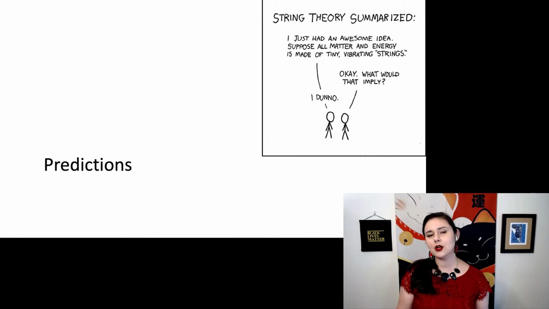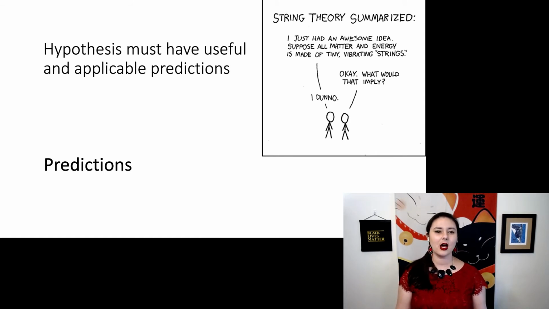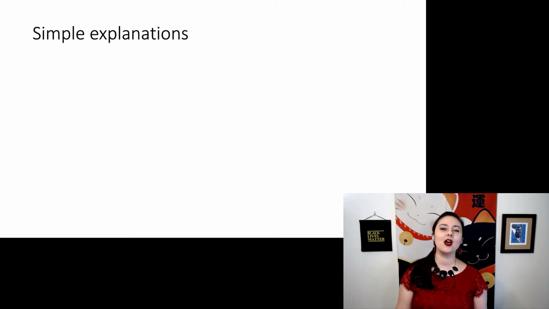We also want the predictions a hypothesis makes to make sense. Hypotheses should have useful and applicable predictions. One of the critiques of string theory is, who cares? What does it mean? I am not particularly well versed in physics, but string theory doesn't have as many useful applications as other things as, say, relativity. We also want hypotheses to have simple explanations.